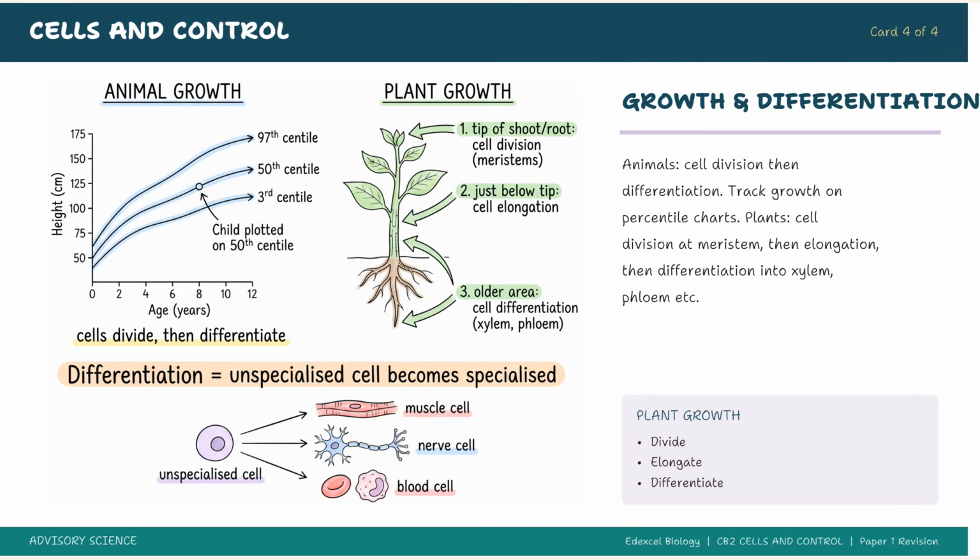In plants, growth happens at specific points along every root and shoot. Cells divide in a region called the meristem. Remember, plants divide, elongate, and differentiate. They have three zones working back from the tip.